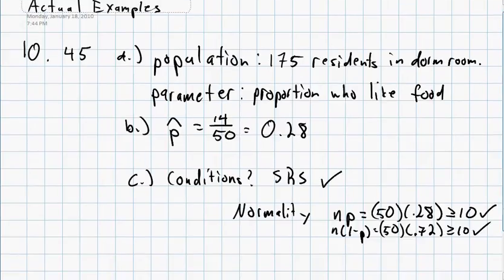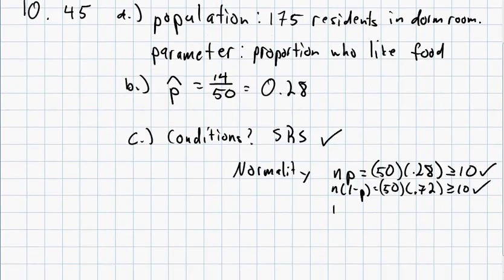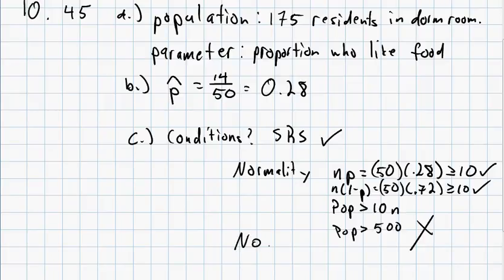So that's good. So then the third thing we need to do is check to see if the population needs to be greater than 10 times our sample size. So that gives us the population has to be bigger than 500. Whoops, doesn't work. So no, we cannot calculate the confidence interval using the steps that we have.